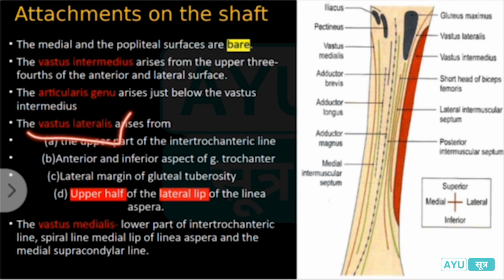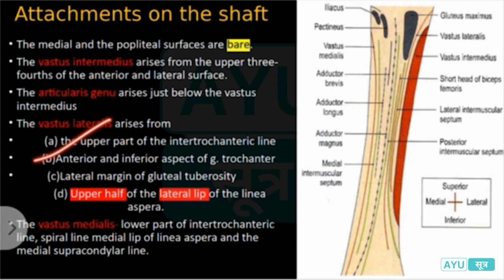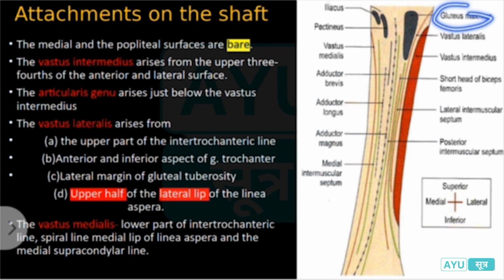The vastus lateralis arises from the upper part of the intertrochanteric line, anterior and inferior aspect of the greater trochanter, lateral margin of the gluteal tuberosity, and upper half of the lateral lip of the linea aspera. The vastus medialis arises from the lower part of the intertrochanteric line, spiral line, medial lip of linea aspera, and medial supracondylar line.